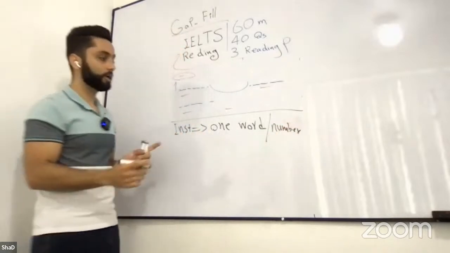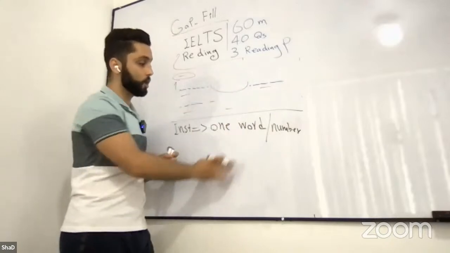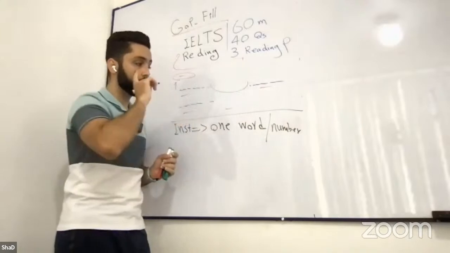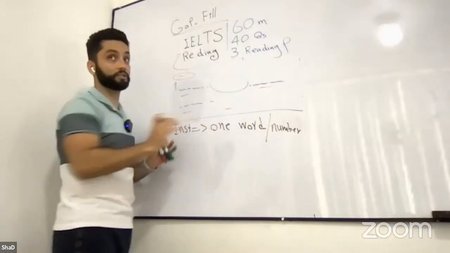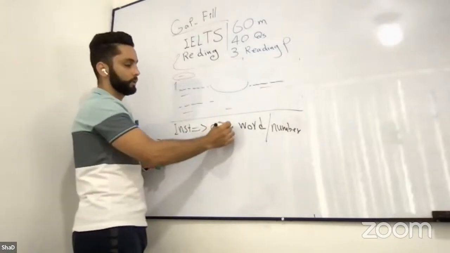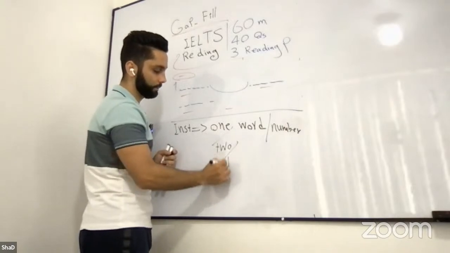Okay, so in that case, you can write either one word in the gap, one word and a number, so a word and a number, or just a number. Okay, so it could be just a number. The answer can be a number. And then the other instructions could also be 2 or 3.